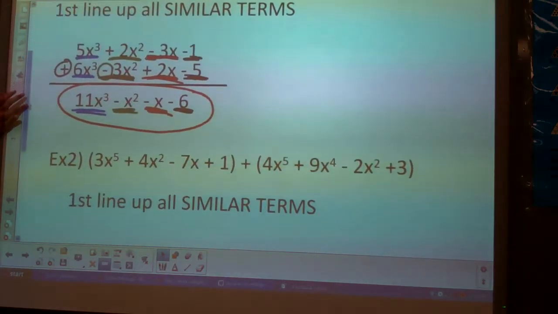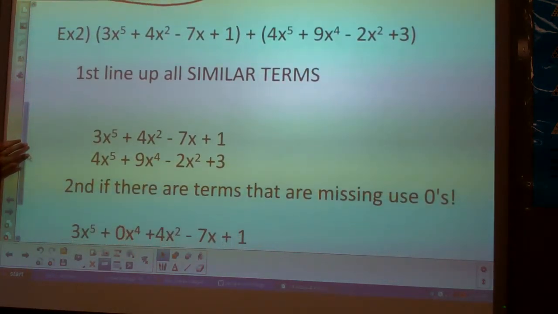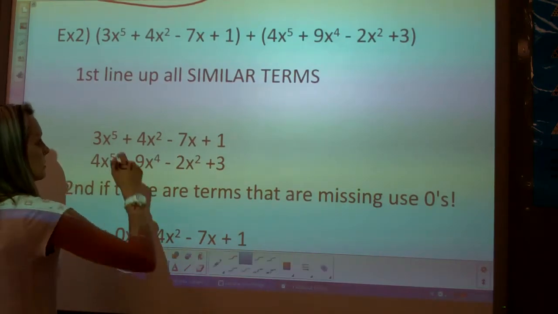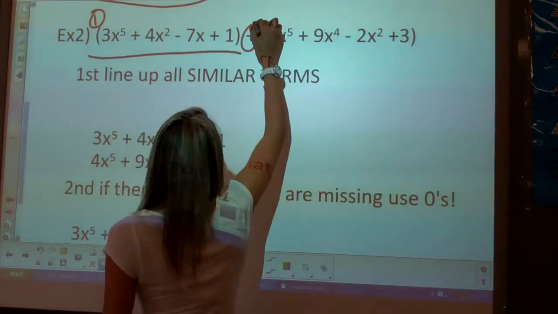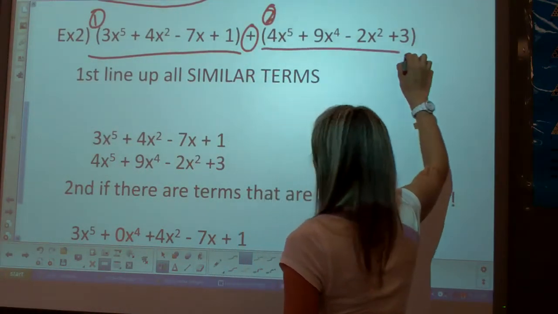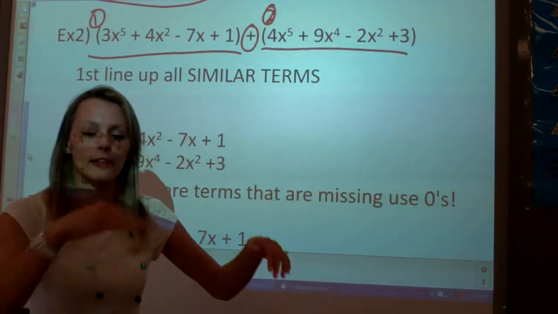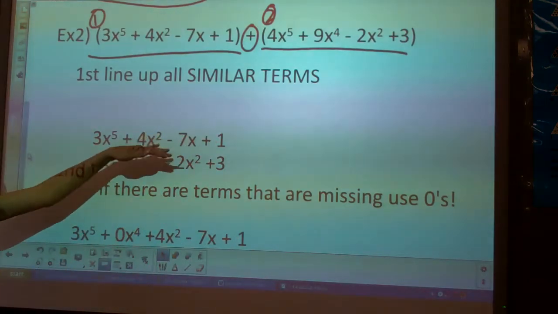That's a good example too. So again, we're going to start just how we did in the first one. We have one polynomial plus a second polynomial. So again, we line them up directly on top of each other.